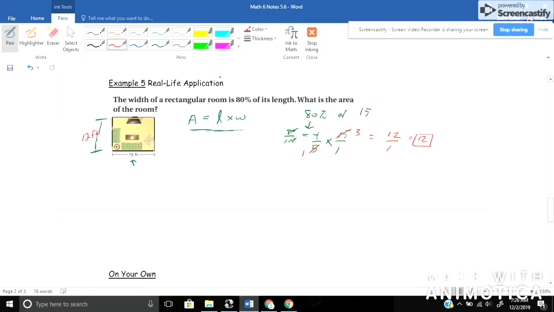Does that make sense? Well, 80% is close to 100%, and 12 is pretty close to 15. So now all I need to do is take my length times my width, and that will give me my total area. 15 times 12 would give you a total of 180 feet squared.